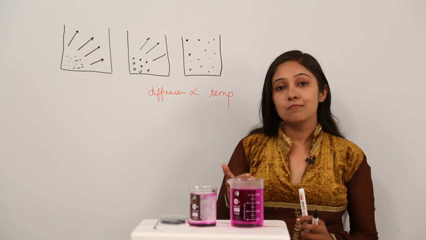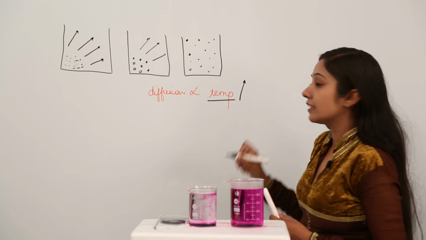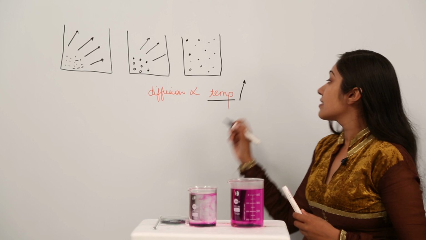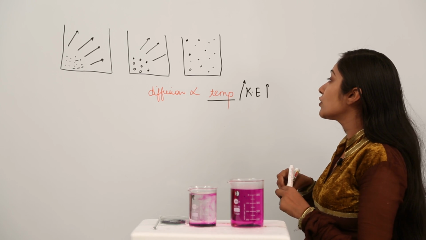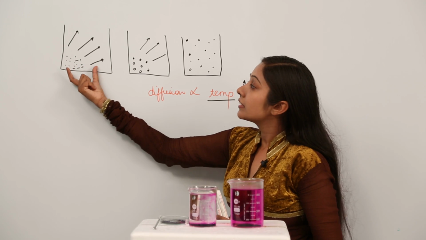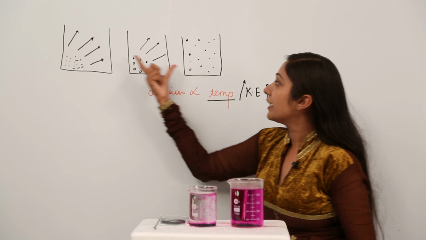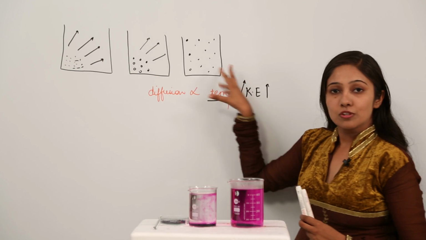Now what is the reason behind that? You all know that as the temperature increases, the kinetic energy of the molecules is also going to increase. Now, if you look at this beaker, what is going to happen? The molecules are going to slowly spread evenly to complete this diffusion process.